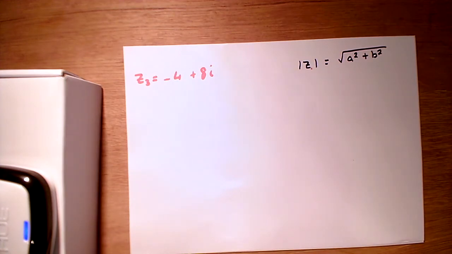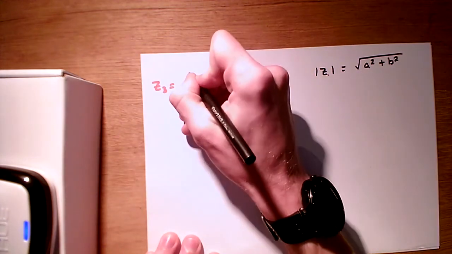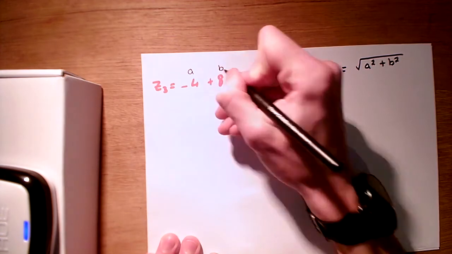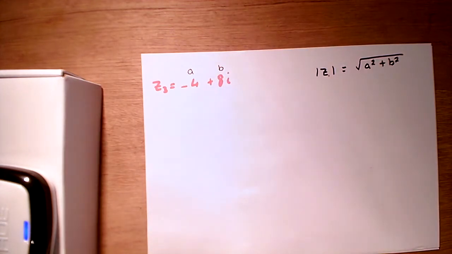Okay, so here's another example. I've labelled this complex number as Z3. Its value is -4 plus 8i. Here we have our formula for the modulus of the complex number. So our first step is just to label our complex number. Obviously -4 is going to be our A value, 8 will be our B value, and then I will just be i. They all come in the form a plus bi, as we have discussed.